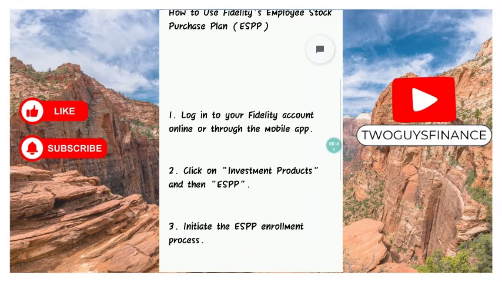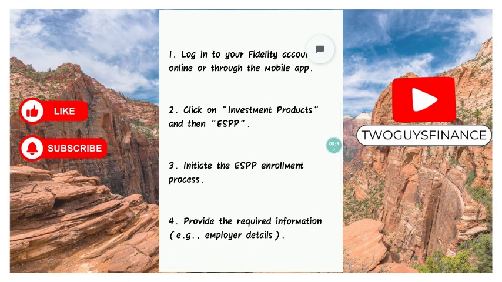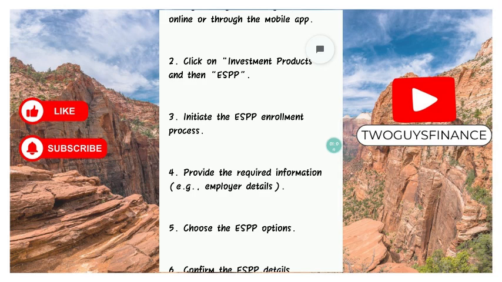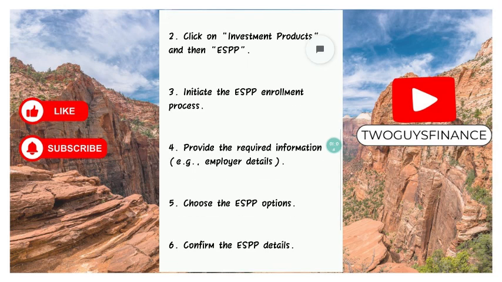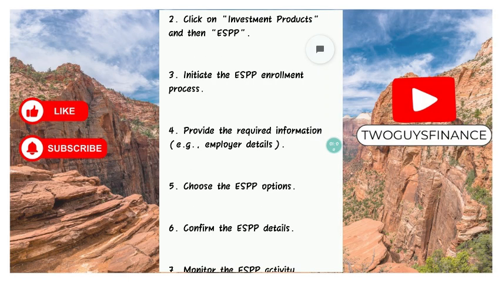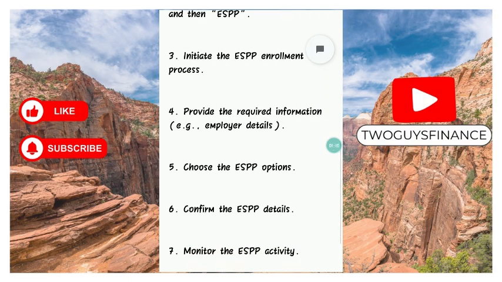Here you're going to initiate the ESPP enrollment process, and then you'll need to provide the required information for the setup. That's going to include your employer's details. Once that's done, choose the ESPP option and then confirm the details. Make sure everything is accurate. Once the plan is set up, you can monitor the ESPP activities from there.